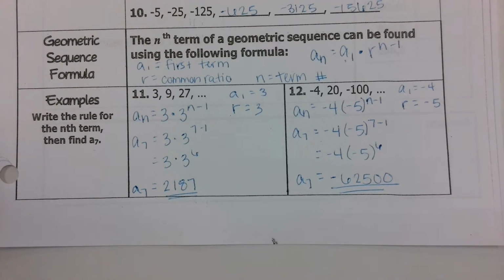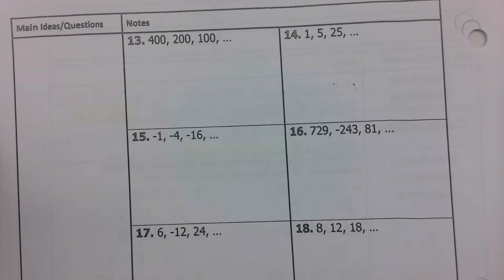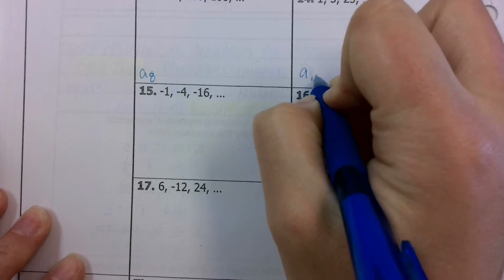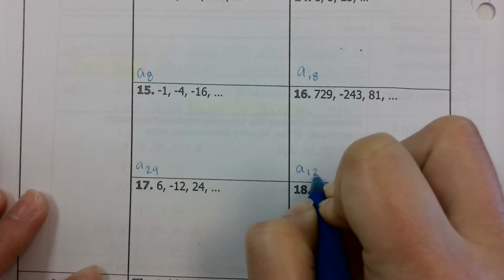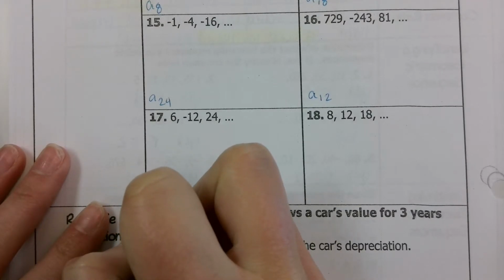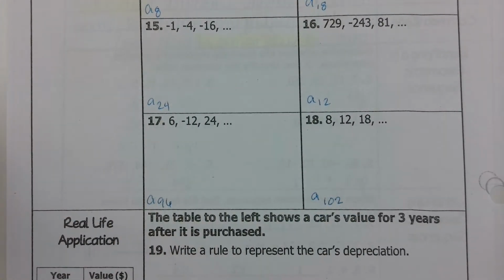Alright, so we've got 6 more to do. Do y'all want to pick different numbers for your a sub whatever? So like I said, if I need a 7th term, what term do y'all want to find? 8. Okay, so 8, another one. 12. 96.